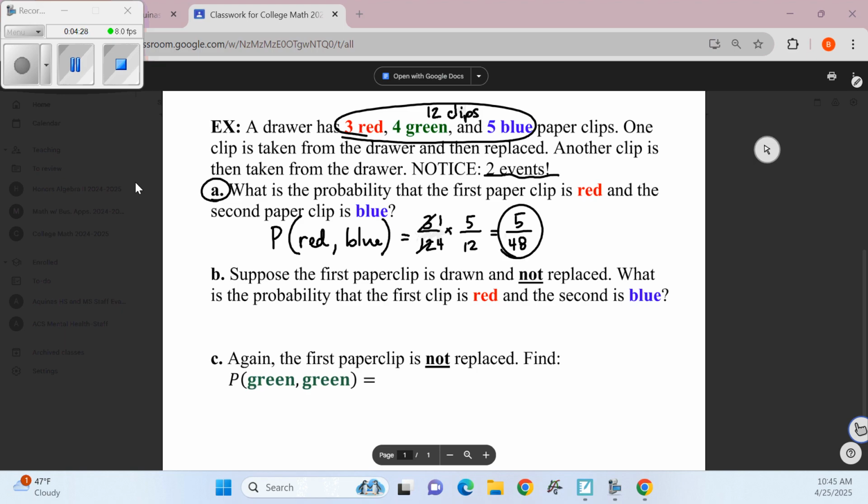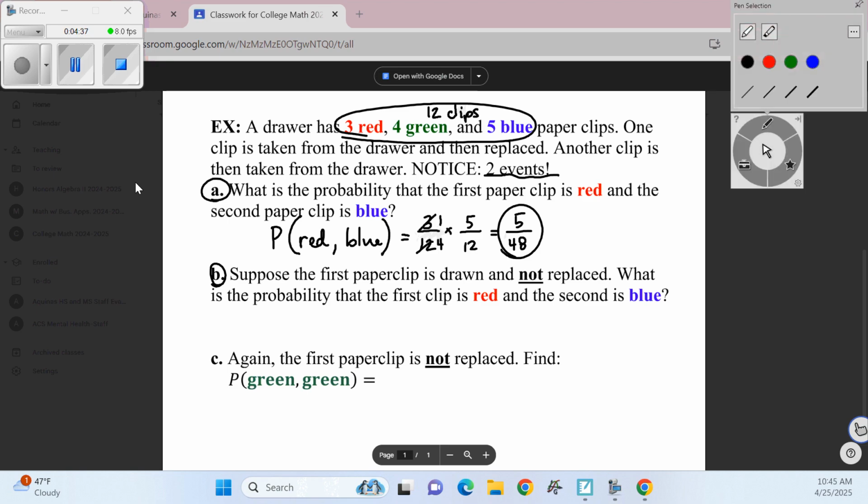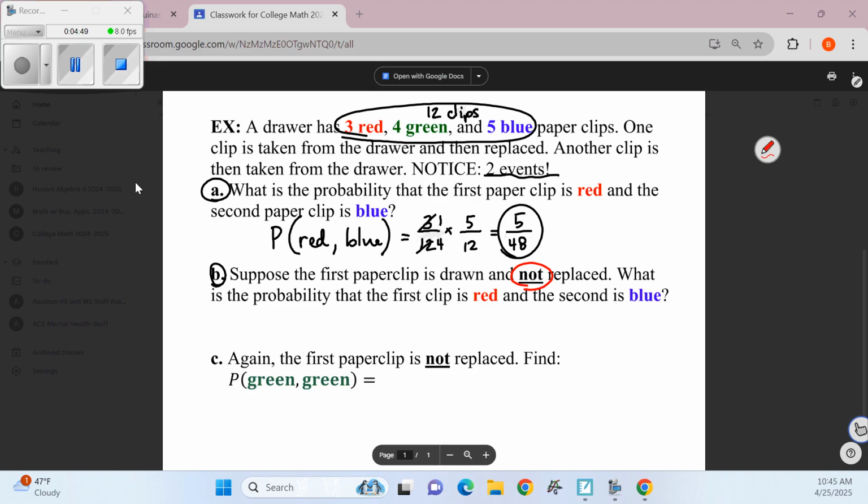Okay, so what changes a little bit is in part B and part C. What if I take that first paper clip out of the drawer and then I don't replace it? So I'm going to just emphasize this right here. And then I don't replace it. What is the probability that the first clip is red and the second clip is blue if it's not replaced? Like it still is binding paper. So I'm down 1 paper clip in the drawer. So now we're talking about probability of red and then blue, but without replacing that clip. So it looks like these are identical problems, but there is a key change here.